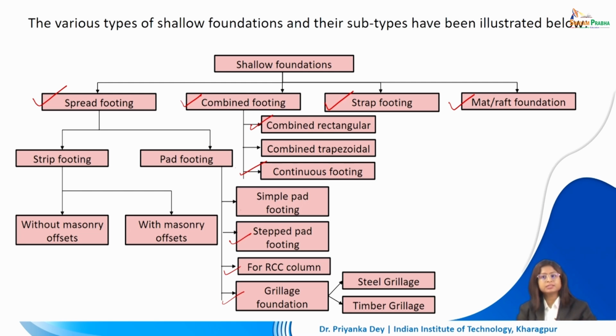Now, strap footing is another type of shallow foundation where you are connecting two adjacent structural members. But in this case, the strap is only holding hands. It's only transferring load from one to the other. It itself does not have any load bearing capacities.